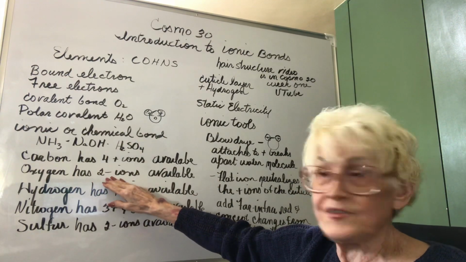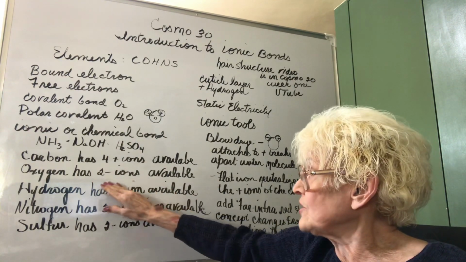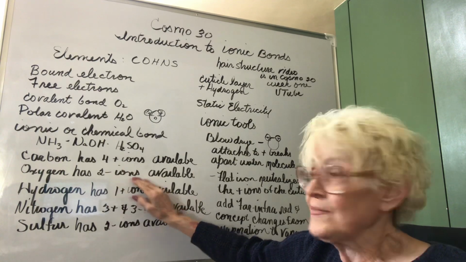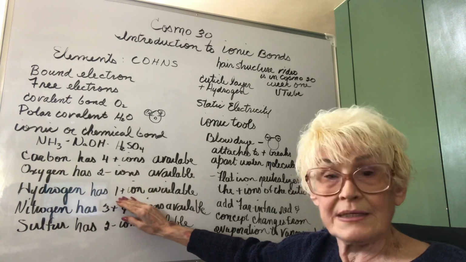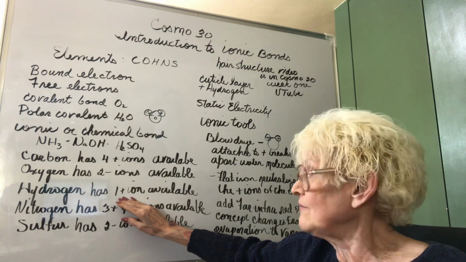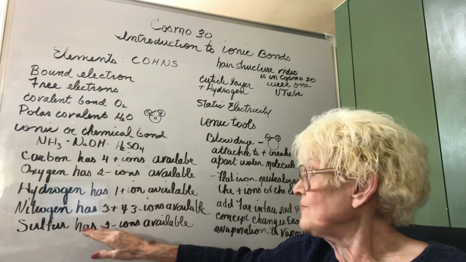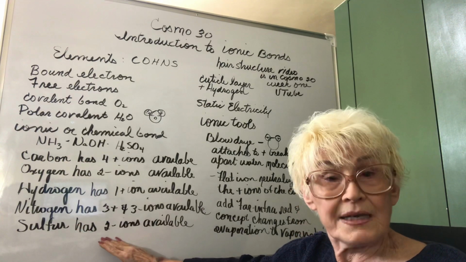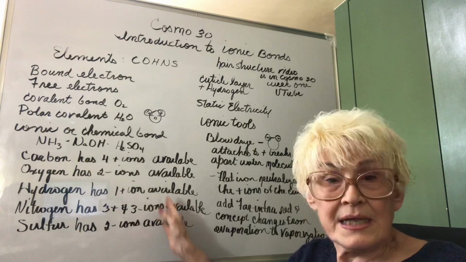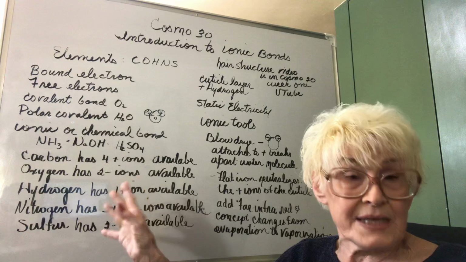Oxygen has a -2. In other words, there are 2 negative ions available. Hydrogen is a +1. There's 1 hydrogen available. Nitrogen is neutron, +3, -3. And sulfur is a -2. These are the elements that your body needs to make skin.